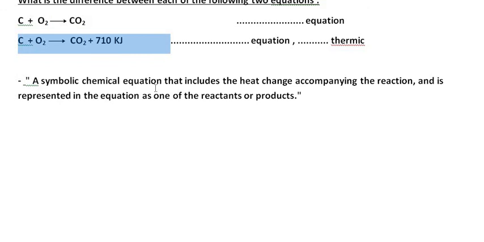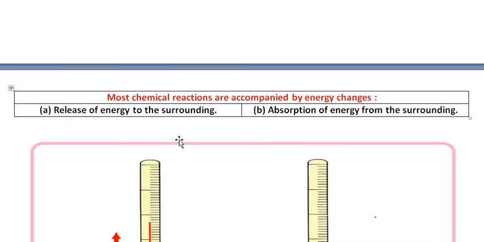So a symbolic chemical equation that includes the heat change accompanying the reaction and is represented in the equation as one of the reactants or products. This is the definition of the thermal equation. So the answer is thermal equation, scientific term.